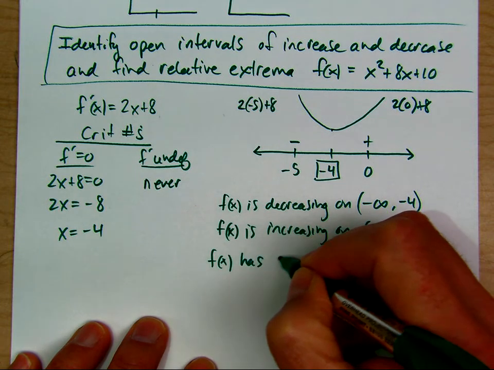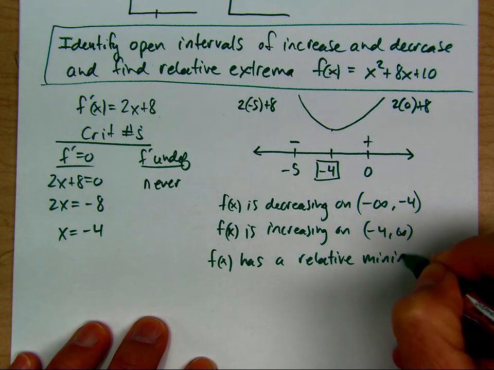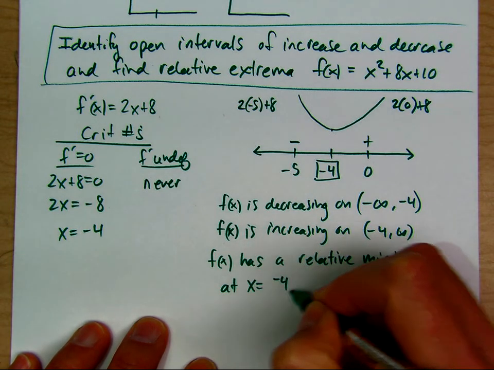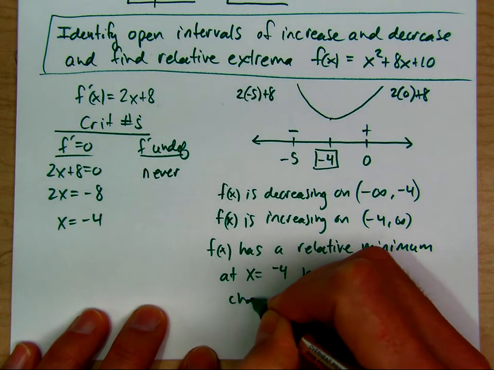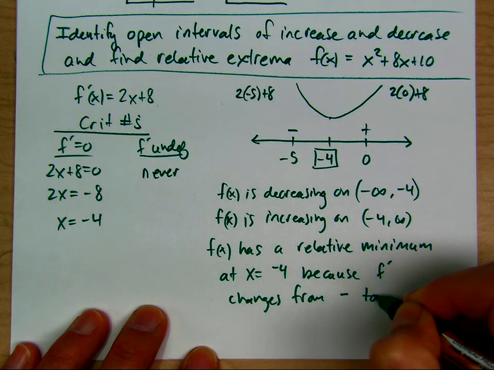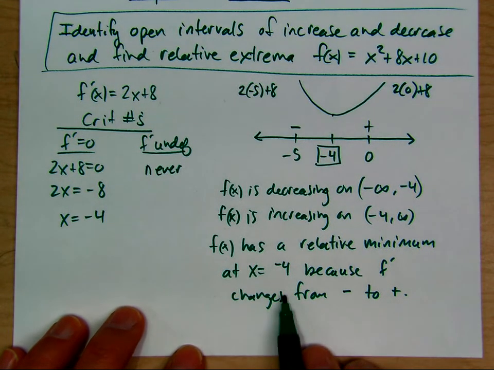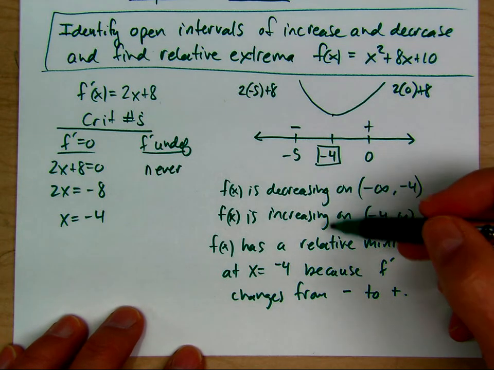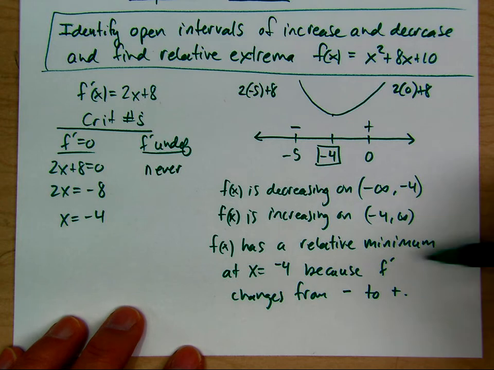f of x has a relative minimum at x equals -4 because f prime changes from negative to positive. On the AP test, you have to give this reason of why. If you said this and this and then said that, these would count as the reason, but a lot of times it's just asking for this or that. They don't ask at the same time.